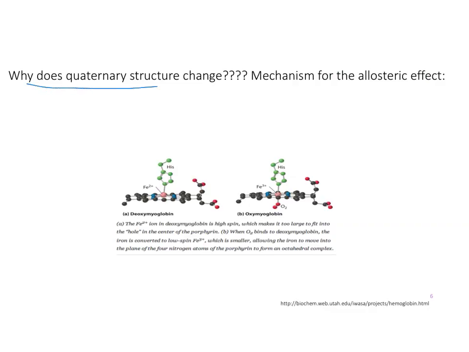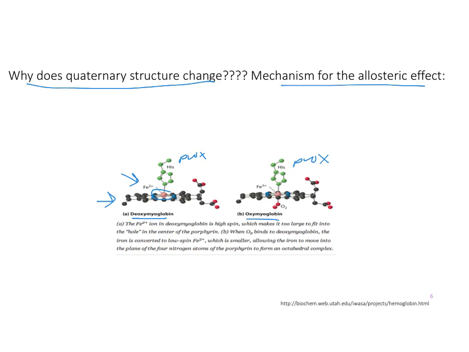So why does the quaternary structure even change? What is the mechanism of the allosteric effect? And it turns out it all starts with the heme group that is again bound to this. This is the proximal histidine. So it turns out unbound, so this is deoxymyoglobin, that iron 2+ that sits here is too big to fit in the plane of the porphyrin. It's too fat. Does that make sense? So it pops out of the plane.